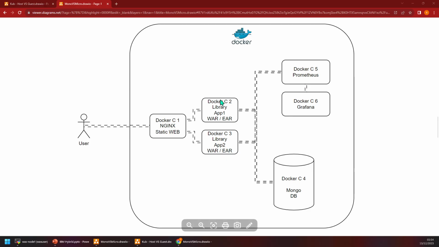And then one side of this is connected to Prometheus for monitoring and Grafana over here. So you can see the connection between Prometheus and Grafana. On the other hand, you can see it is using MongoDB over here for the database related activities. So a total of 6 containers are present over here.